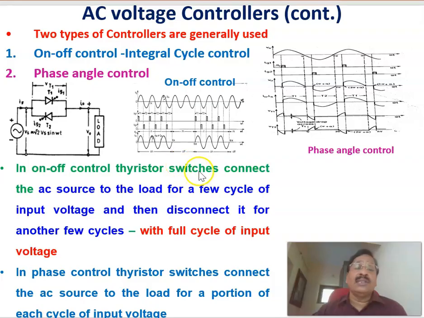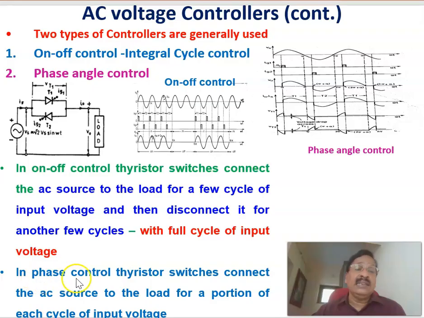And there's a term we call duty cycle. Duty cycle means the number of cycles connected, n, divided by the total number of cycles, n plus m. That ratio we call the duty cycle. It is similar to the DC step-down chopper, where T on divided by total T on plus T off is called the duty ratio. Certain number of cycles of the input are connected, that is n, and certain number of cycles are disconnected, that is m. Therefore, n divided by n plus m is called the duty cycle. That is the case of on-off or integral cycle control.